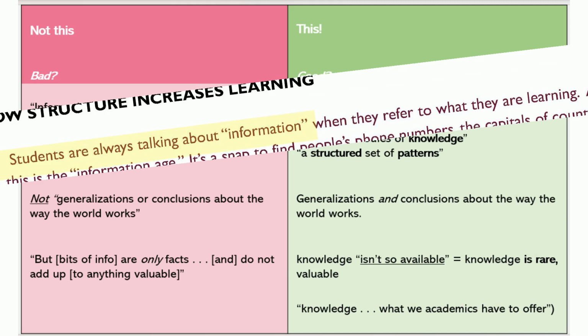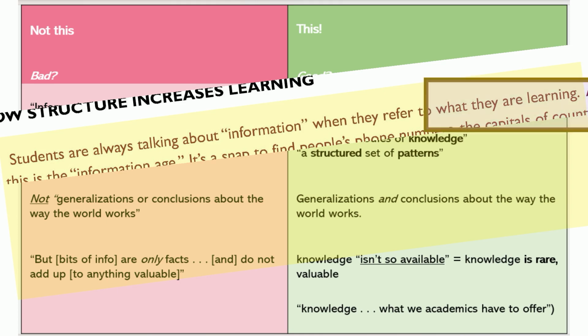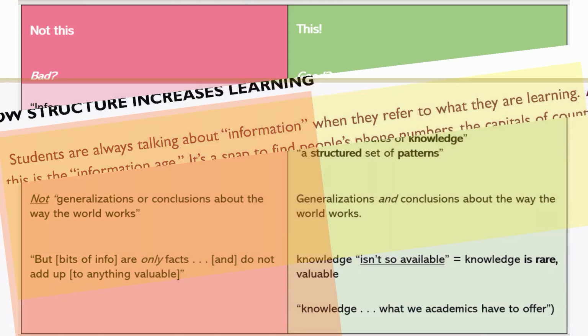clearly. Students are always talking about information when they refer to what they are learning. When they refer to what they are learning, this is the question. What are students learning? Obviously, what students are learning is not what they think it is. I'm putting that in my back pocket.